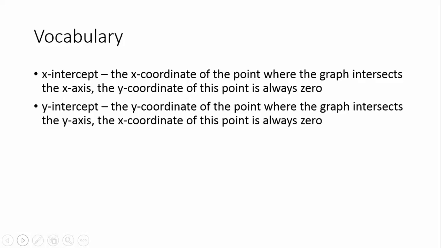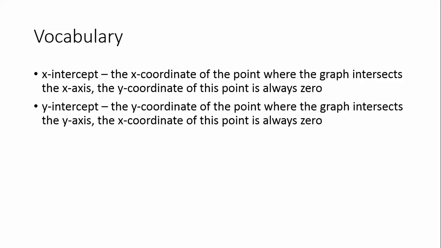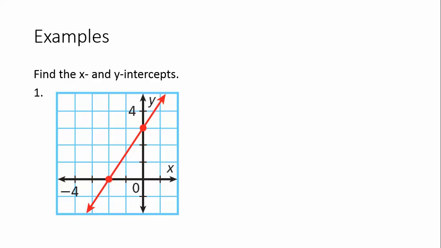Similarly, for the y-intercept, it's the y-coordinate of the point where the graph intersects the y-axis, and the x-coordinate of that point is also always 0. So let's look at a couple examples. Find the x and y-intercepts.